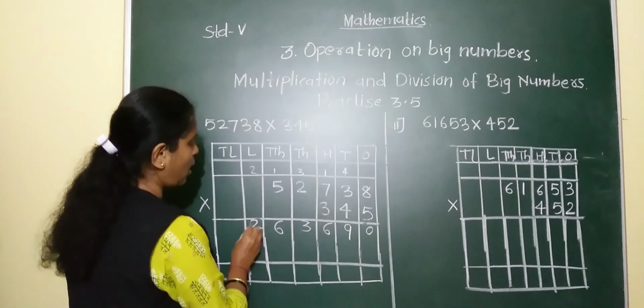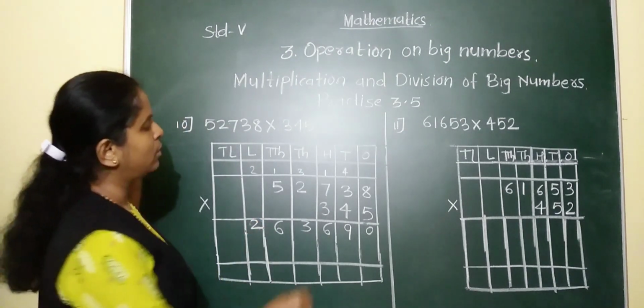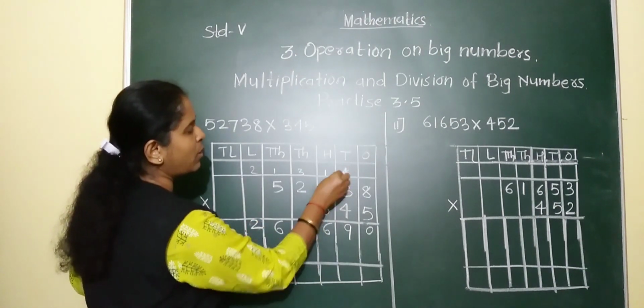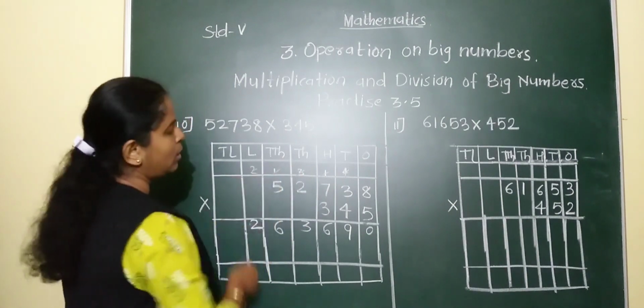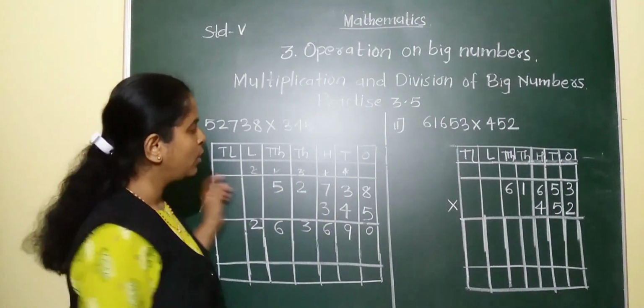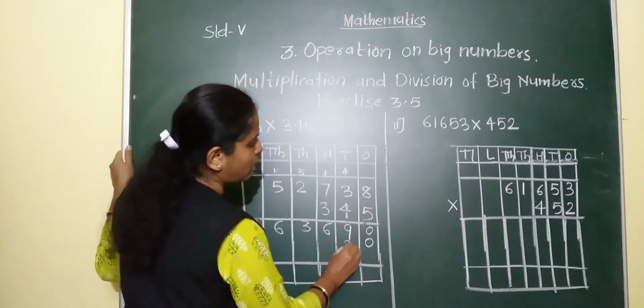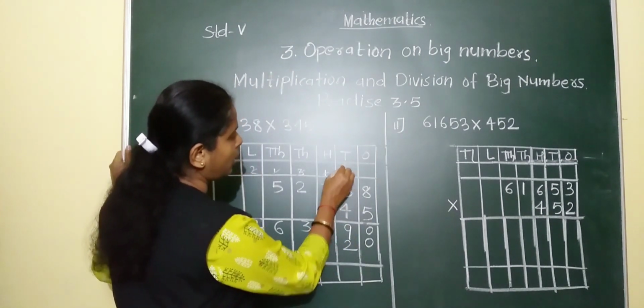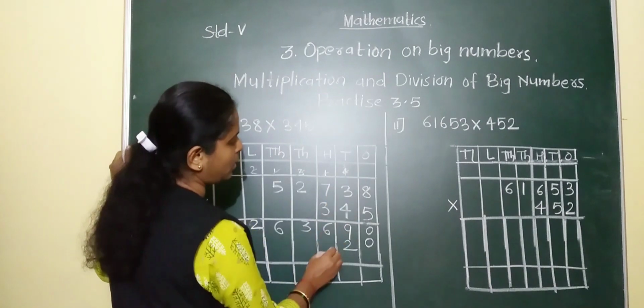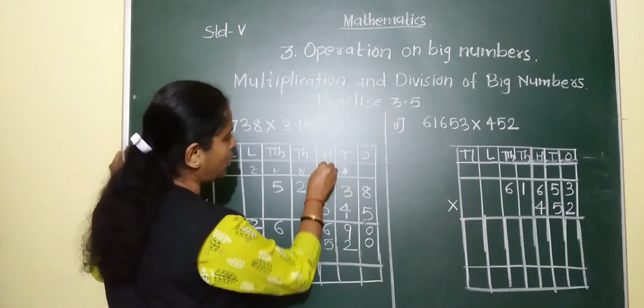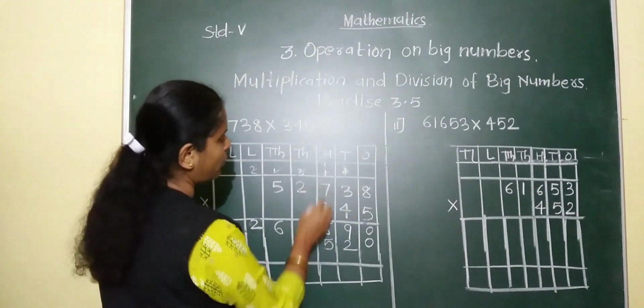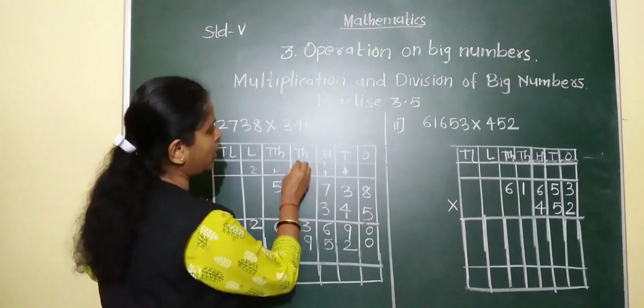Okay. Now we will multiply with this number, we have to cancel now. Now multiply with 4. 4 here 0. 4 eights are 32 carry 3. 4 threes are 12 plus 3, 15 carry 1. 4 sevens are 28 plus 1, 29 carry 2.